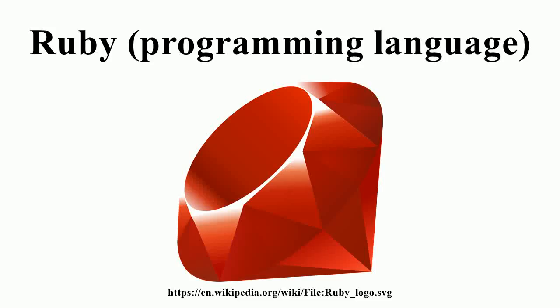Ruby is a dynamic, reflective, object-oriented, general-purpose programming language. It was designed and developed in the mid-1990s by Yukihiro Matsumoto in Japan. According to its creator, Ruby was influenced by Perl, Smalltalk, Eiffel, Ada, and Lisp. It supports multiple programming paradigms, including functional, object-oriented, and imperative. It also has a dynamic type system and automatic memory management.